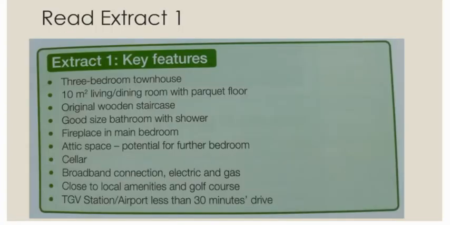So you can look down on your page and you'll find extract 1. These are the key features of a townhouse. It's a 3-bedroom townhouse, 10 square meters of living, dining room with parquet floor, original wooden staircase, good-sized bathroom with shower, fireplace in the main bedroom, the attic, potential for further bedroom. It has a cellar, broadband connection, electric and gas, close to local amenities and golf course. TGV station and airport are less than 30 minutes drive. If you look at this text, you'll see that it's in bullet points. It's very, very clear to read.